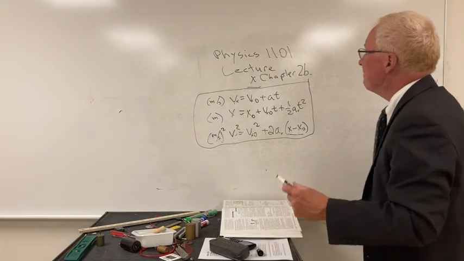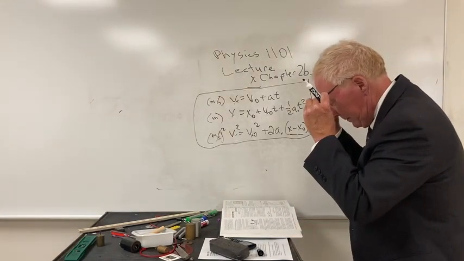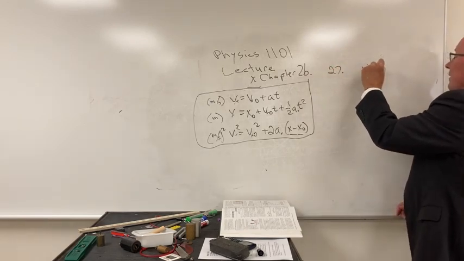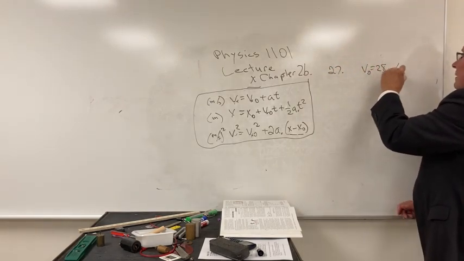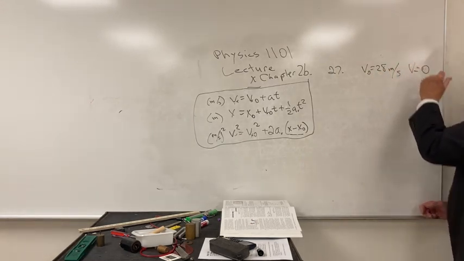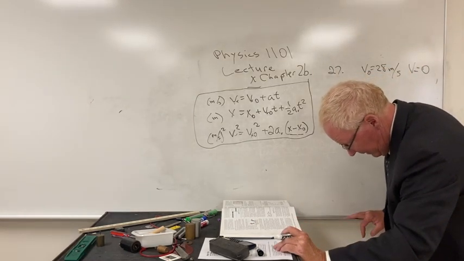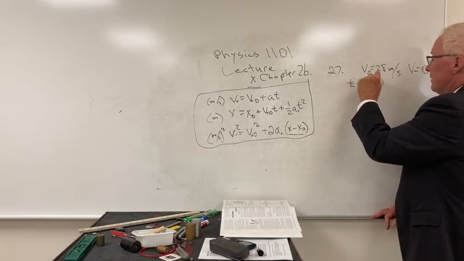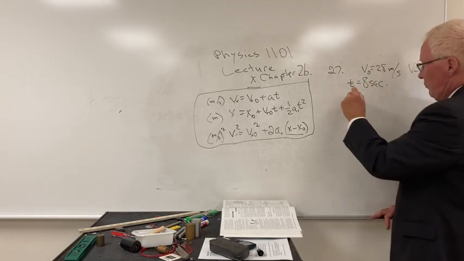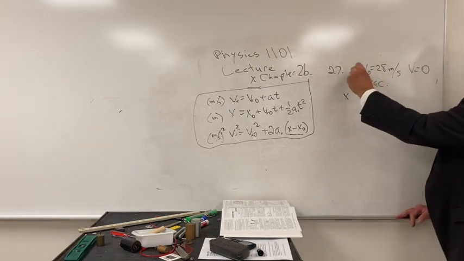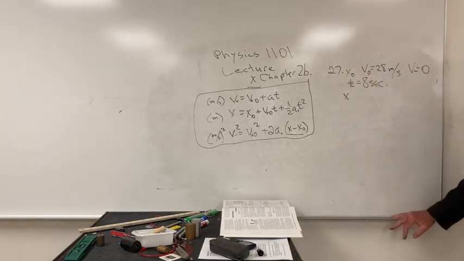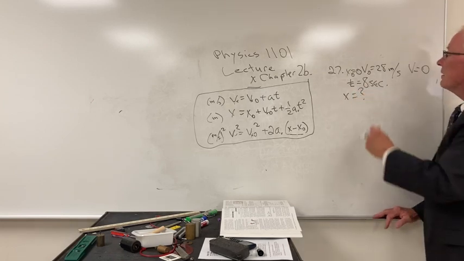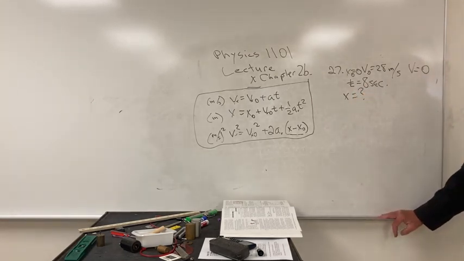All right, so we have V naught is 28 meters per second. V final is zero. And it does that in a time of 8 seconds. And we're trying to find X, given X naught is zero. So we're trying to find X. What can we do here to find this?